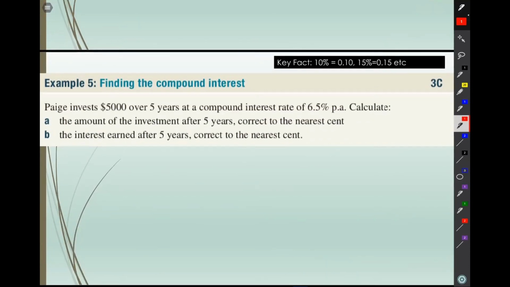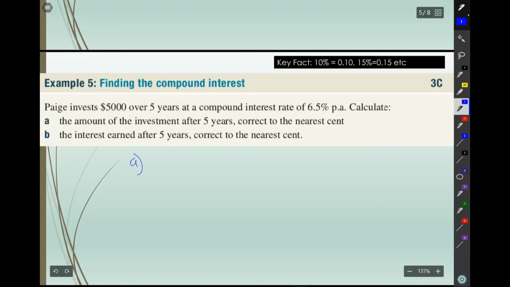Let's go ahead and jump into this example. Our friend Paige has invested $5,000 over 5 years at a compound interest rate of 6.5%. Let's calculate how much money she has at the end of those 5 years.